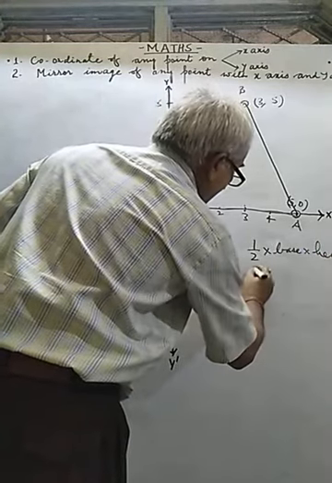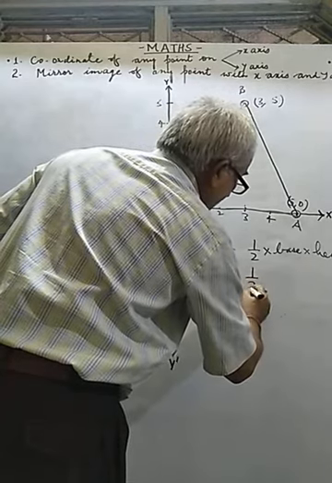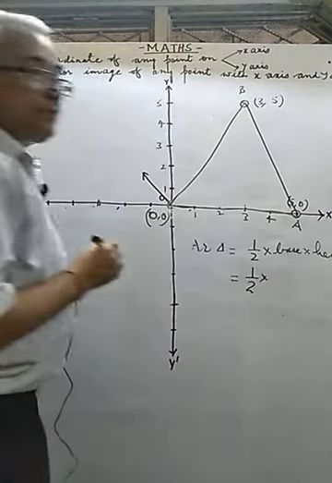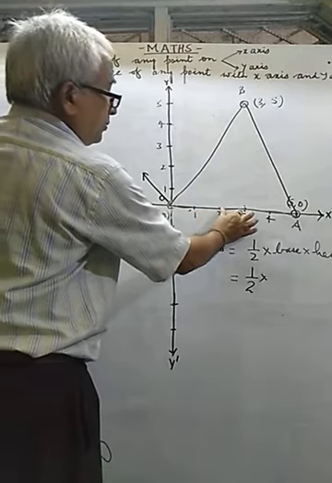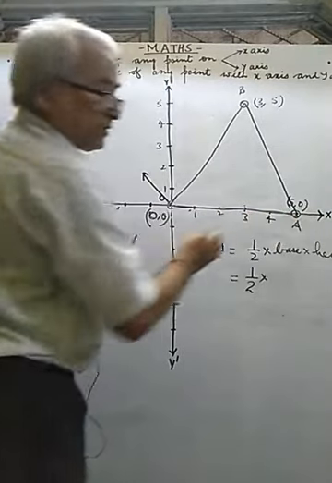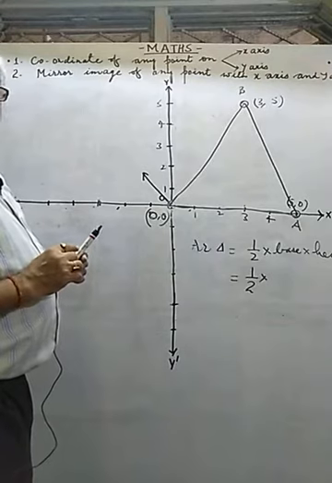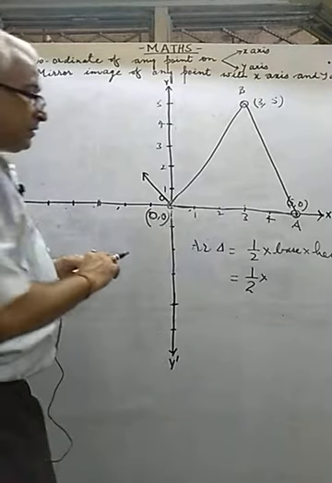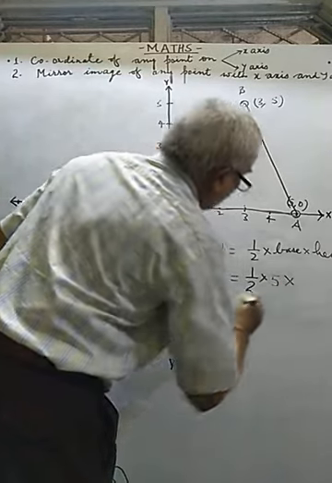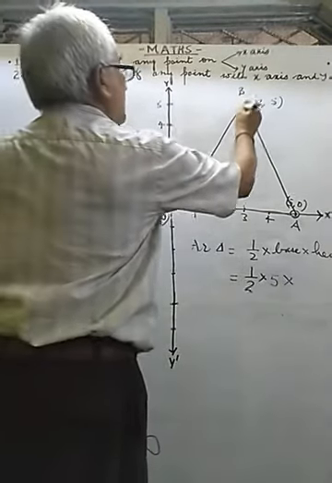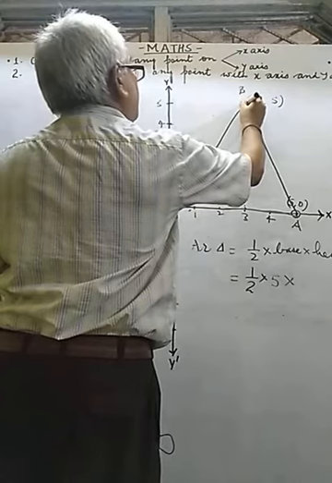Now in this formula we have to note that half is constant here. Now see what value of base is there? 1 unit, 2 unit, 3 unit, 4 unit, 5 unit. So the value of base is 5 unit. And what height is there? Perpendicular height is being taken here.